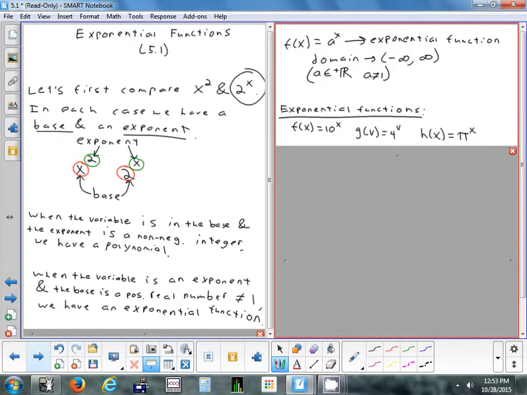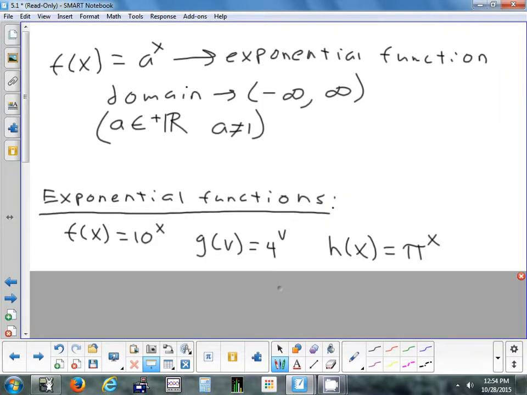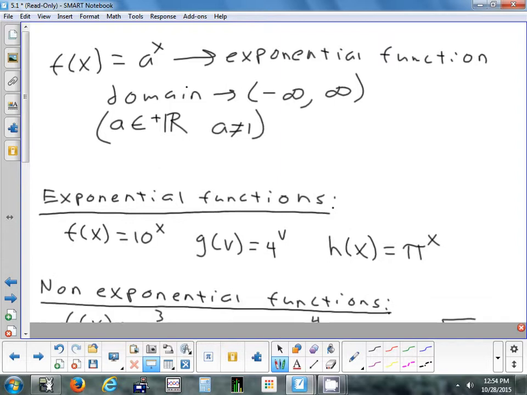Okay, these are all examples of exponential functions: 10 to the x, 4 to the x, pi to the x. So f of x, g of x, and h of x are all exponential functions.